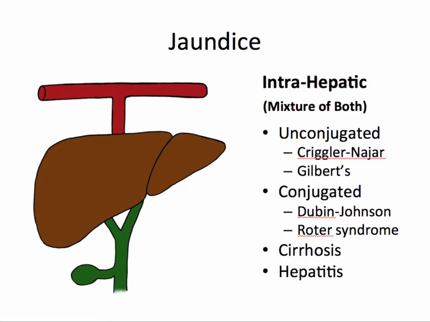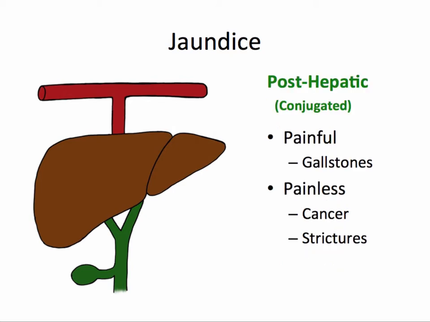Intrahepatic jaundice has a variety of causes. Rarer causes include Crigler-Najjar syndrome, which is a genetic increase in unconjugated bilirubin. The problem in this disorder is with the uridine diphosphate that's responsible for converting unconjugated bilirubin to conjugated bilirubin. A very similar problem happens in Gilbert syndrome. Dubin-Johnson and Roeder syndrome are both autosomal recessive diseases resulting in increased conjugated bilirubin. Far more common, however, cirrhosis and hepatitis can cause intrahepatic jaundice.